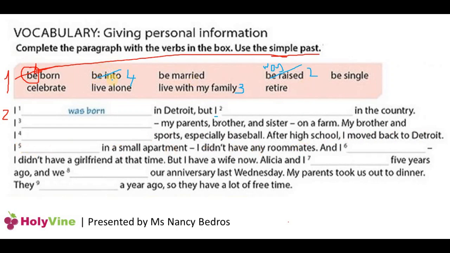I lived alone. Number 5. I lived alone in a small apartment. I didn't have any roommates. And I was single. Of course, was. Be here would be was. I was single. I didn't have a girlfriend at that time, but I have a wife now. Alicia and I were married. So this is 7. We're married. Be here will be were. We were married 5 years ago.